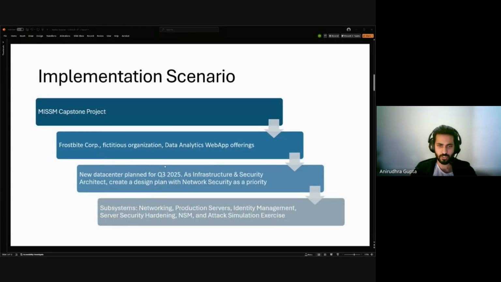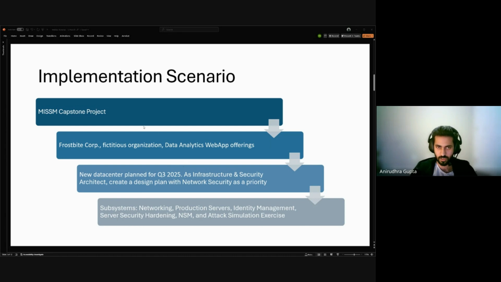So first, I guess most of you are familiar with me and my team. We are graduate students in the final year of the MISSIM course here at Concordia University of Edmonton. And for this project, we have to come up with a network architecture, designed specifically with network security monitoring in mind.